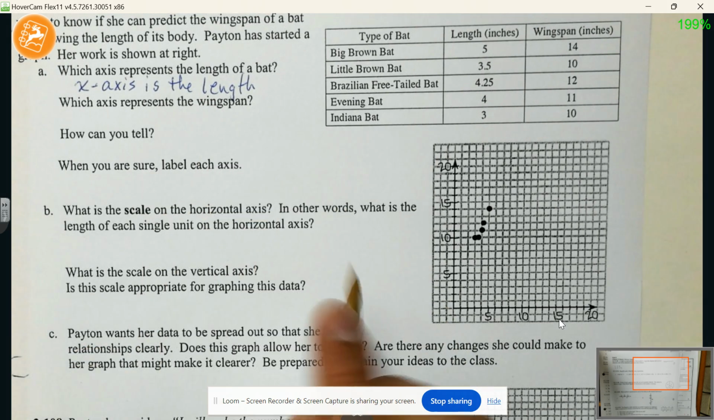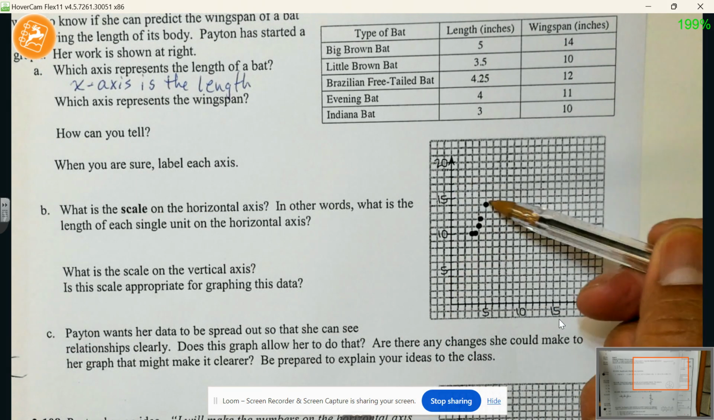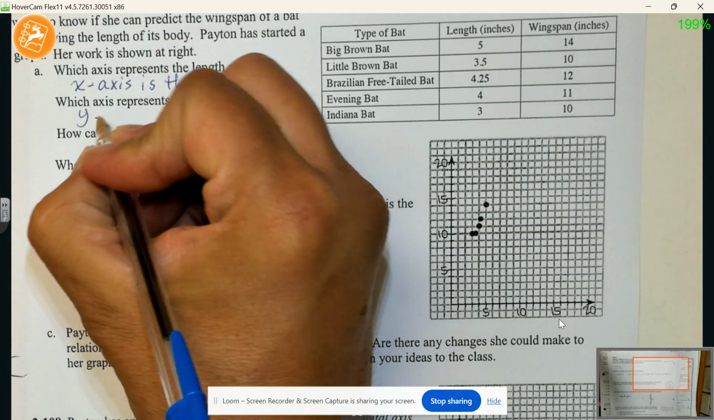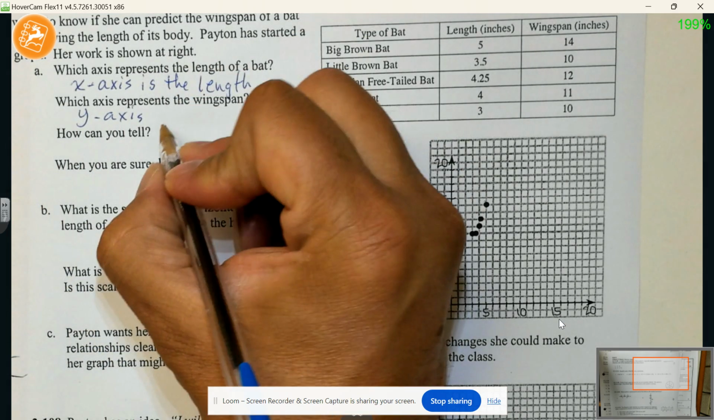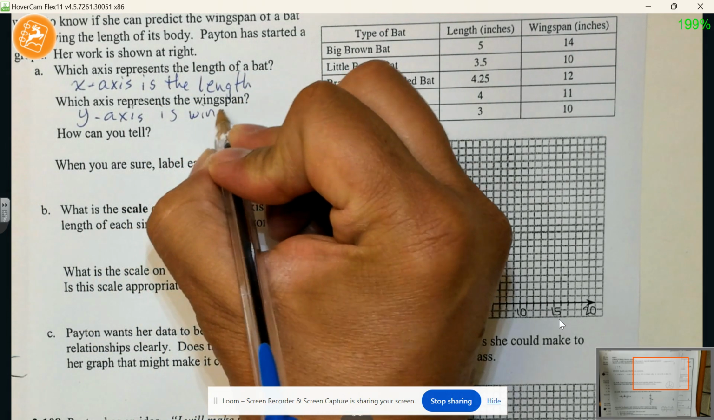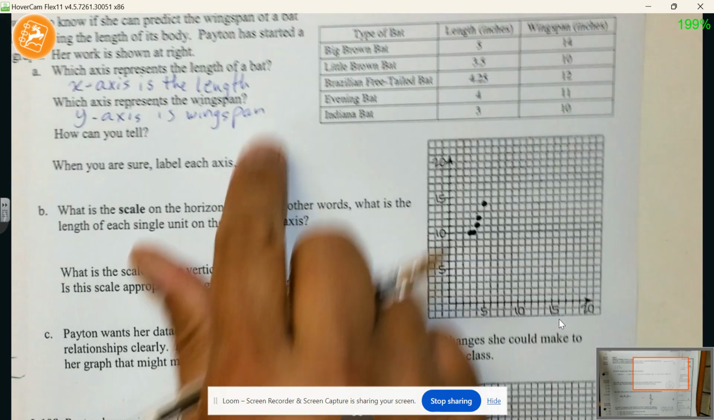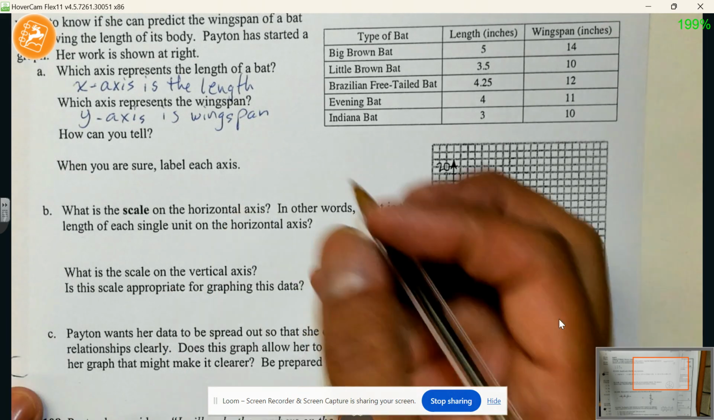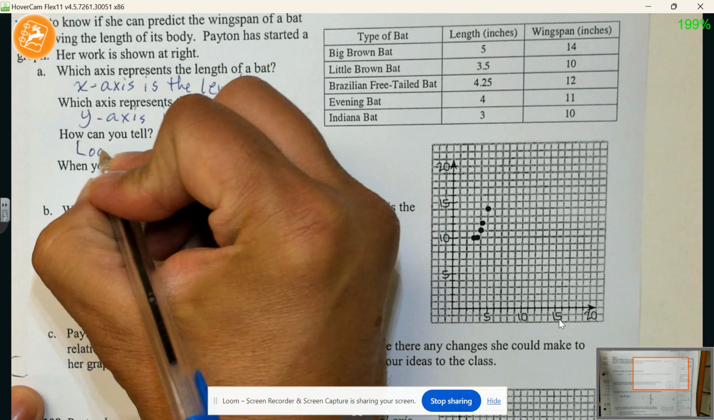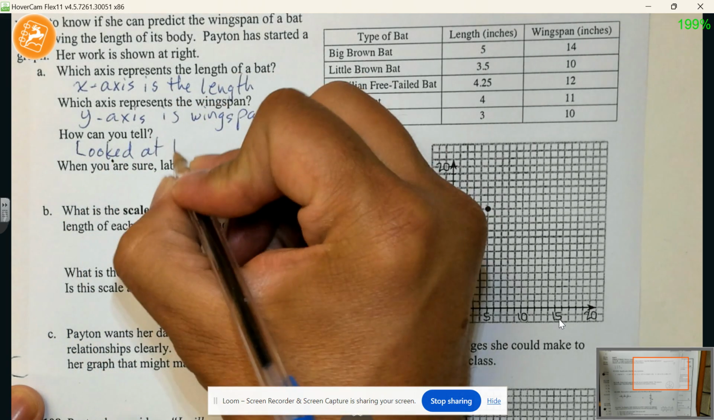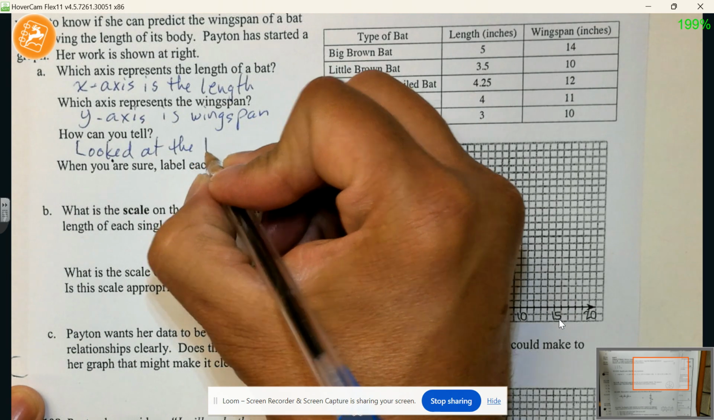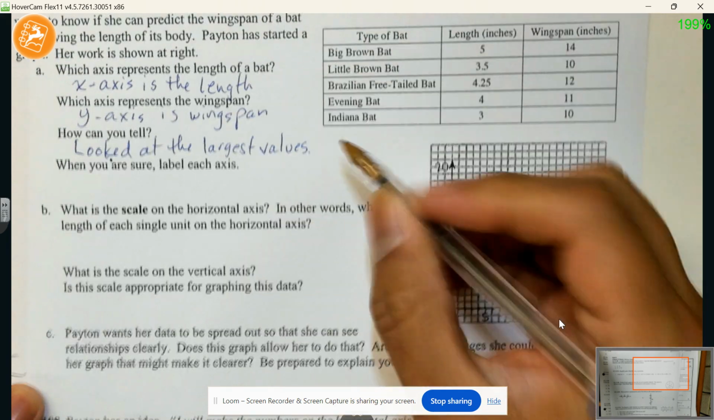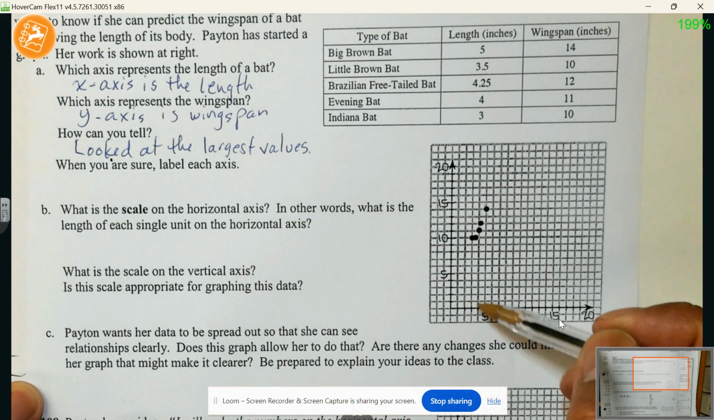So the axis that represents the wingspan would then be this one, because the highest is 14 on the y-axis, so that would be wingspan. Y-axis is wingspan. Okay, so the way we would be able to tell is we looked at the largest values. So we picked one of the largest values, that's 14, and that's 5.